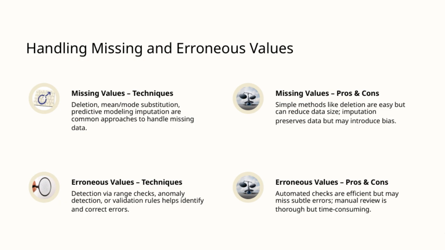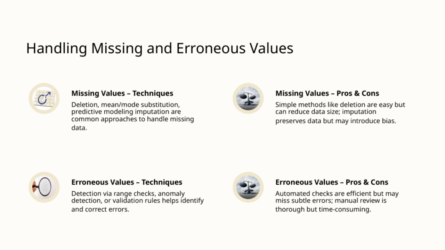On the other hand, manual review is much more thorough, allowing us to catch those tricky errors, but it can be quite time-consuming and resource-intensive. Moving on to techniques for detecting erroneous values, methods like range checks, anomaly detection, and validation rules are commonly used. These help us identify errors so we can correct them and ensure data quality, an essential step in reliable data analysis.